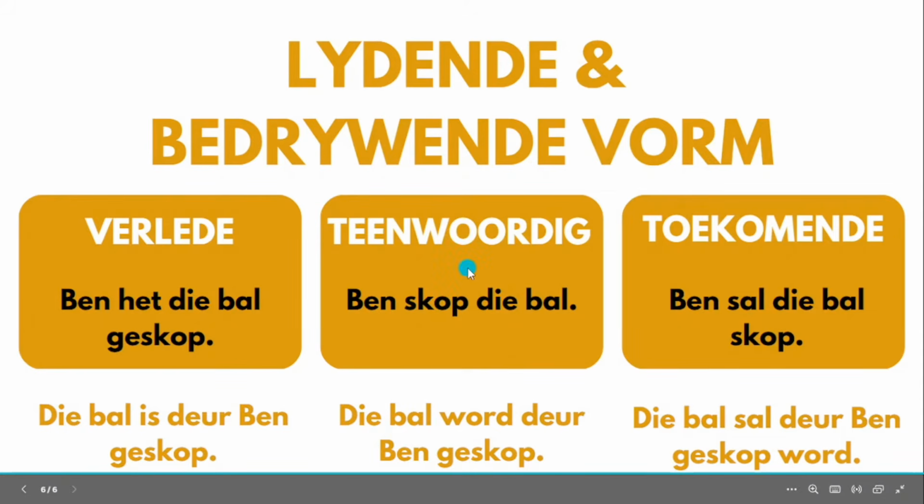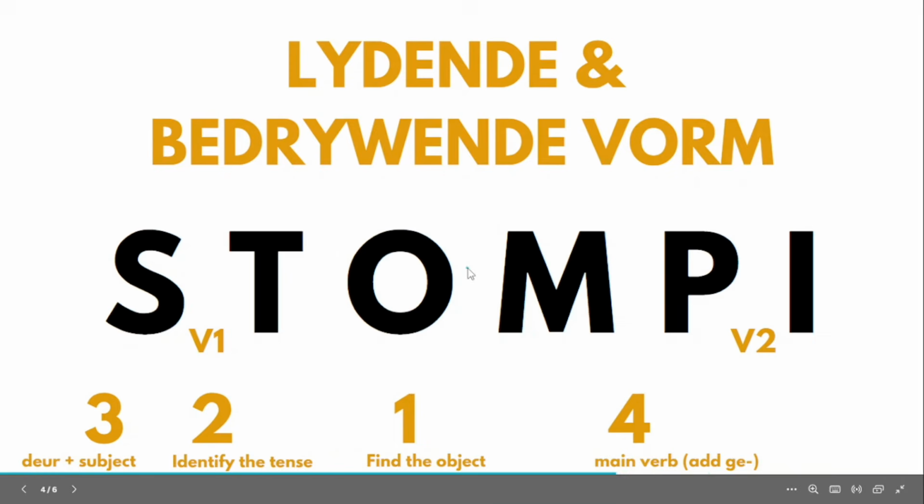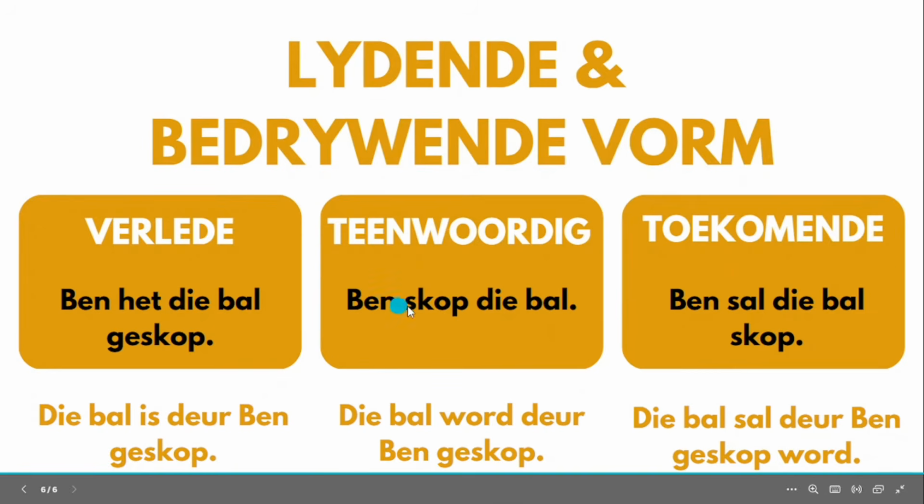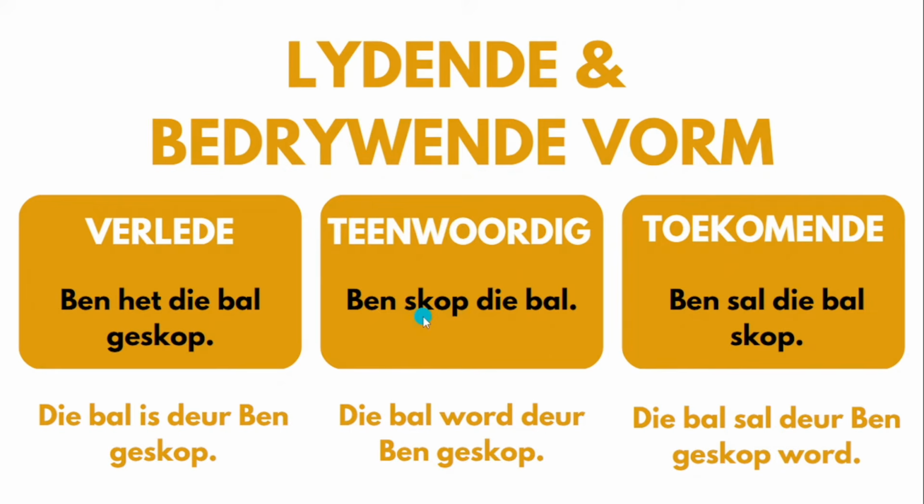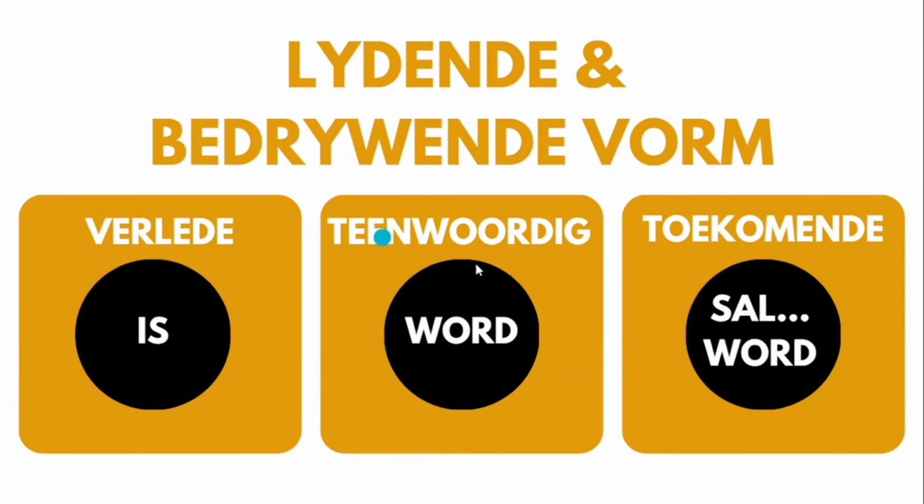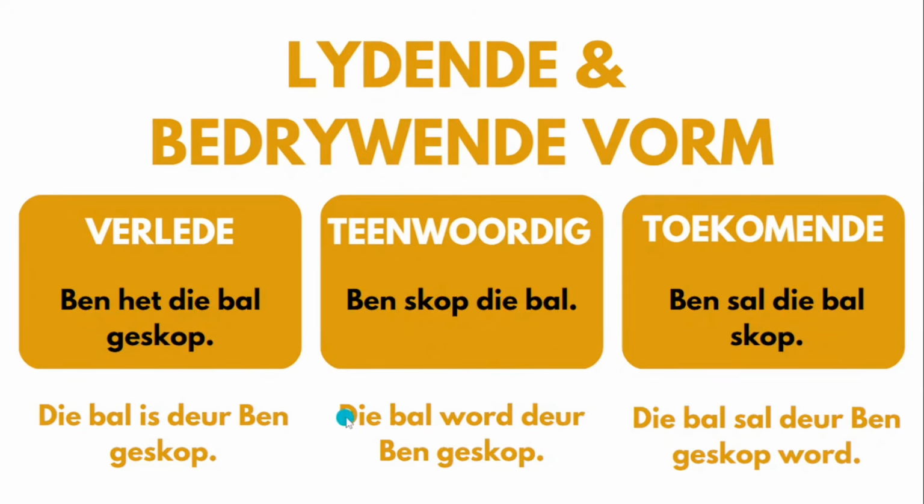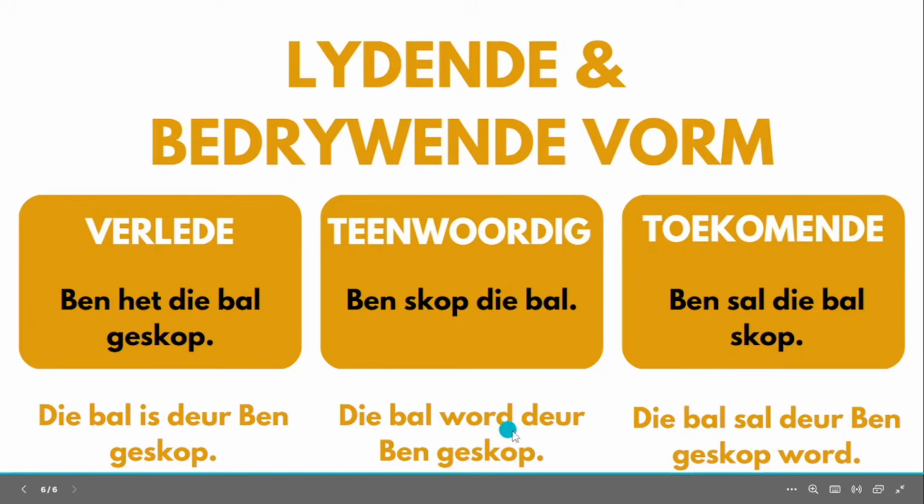Then the second rule says find the tense, or identify the tense. And we can see here that the tense is present tense. And what do we do when we are in the present tense? We use the word word. So this will be our verb 1. So now we have die bal word. So this is now going to be our verb 1.